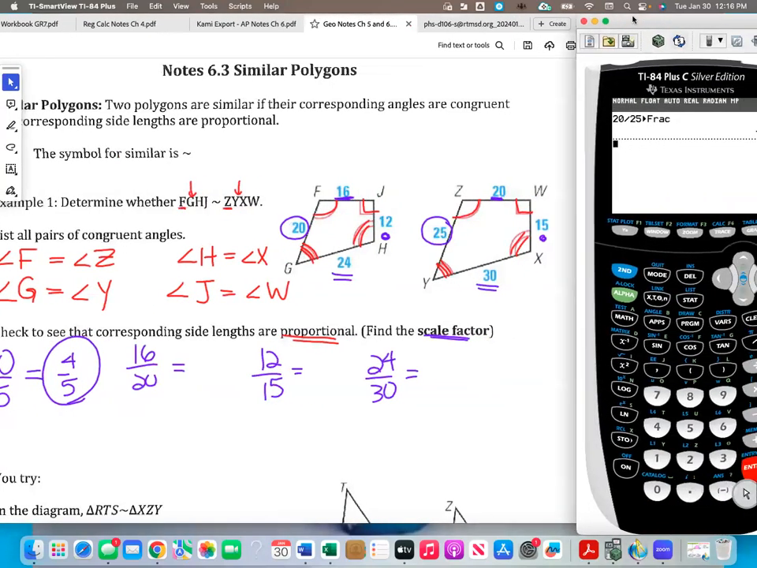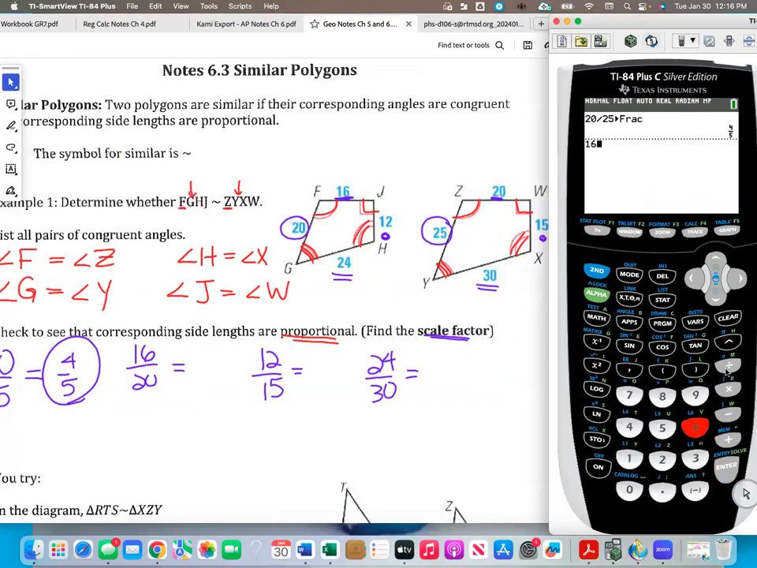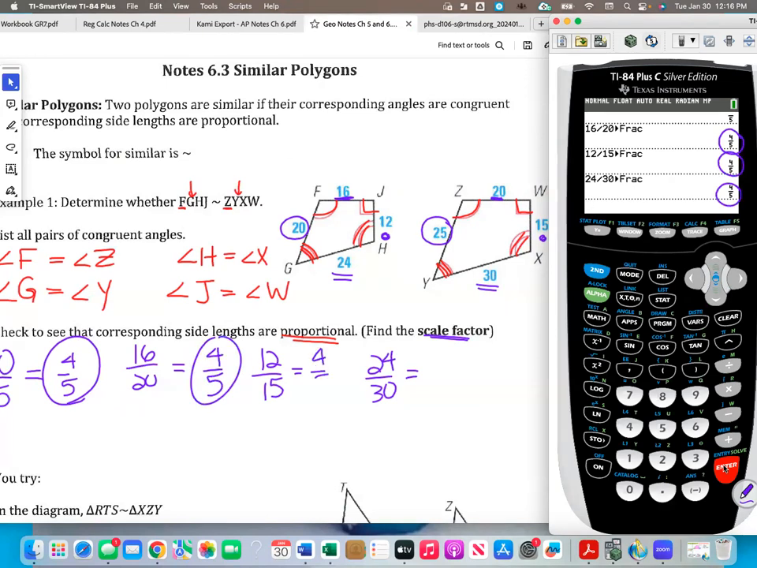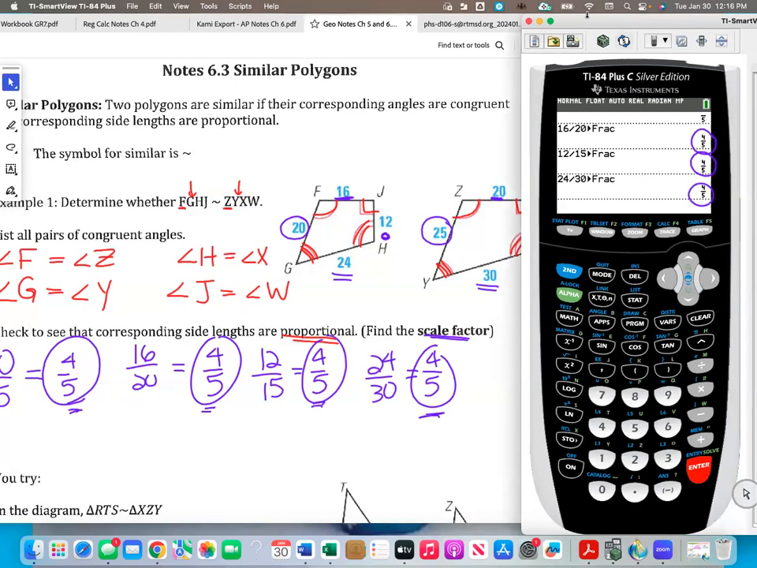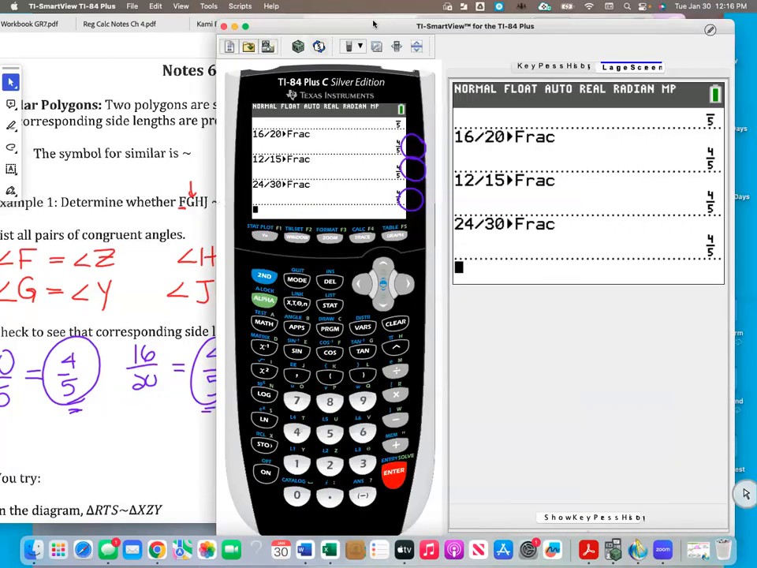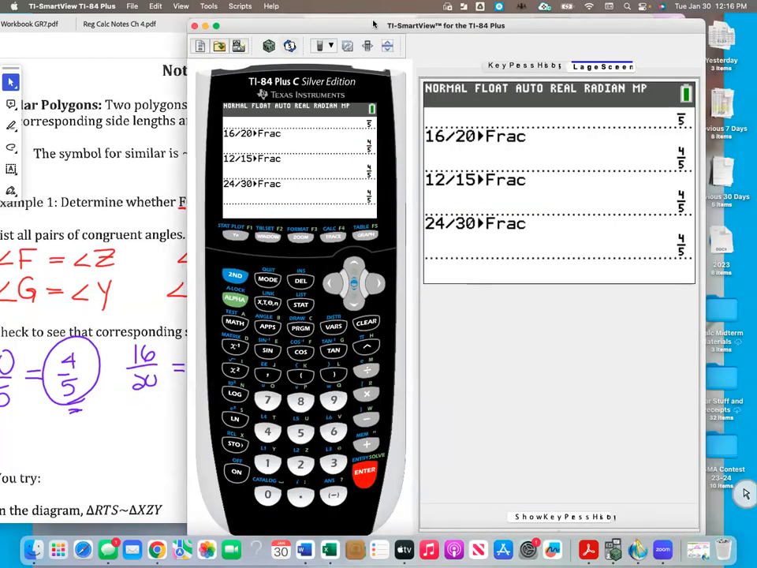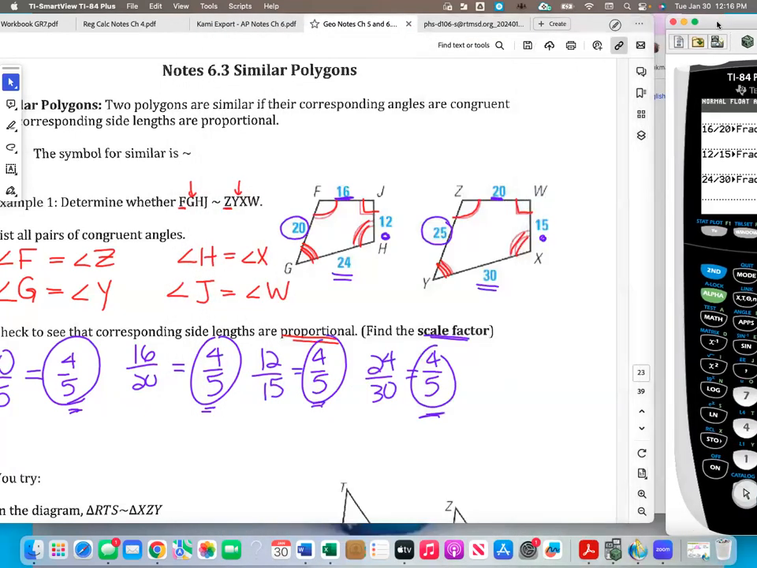So I'm just looking to see, do all of these fractions reduce to the same thing? So 16 over 20, 12 over 15, finally 24 over 30. Right, just reducing each of those fractions. Each one of them you can see reduced to 4/5, the same as that first fraction. Since these all reduce to the same fraction, they all have the same scale factor. That means those 2 figures are similar. They have the same shape, but they have different sizes. Just get my calculator out of the way here.